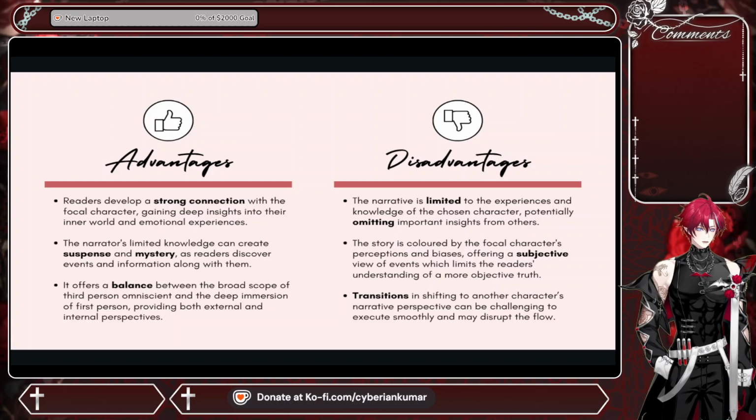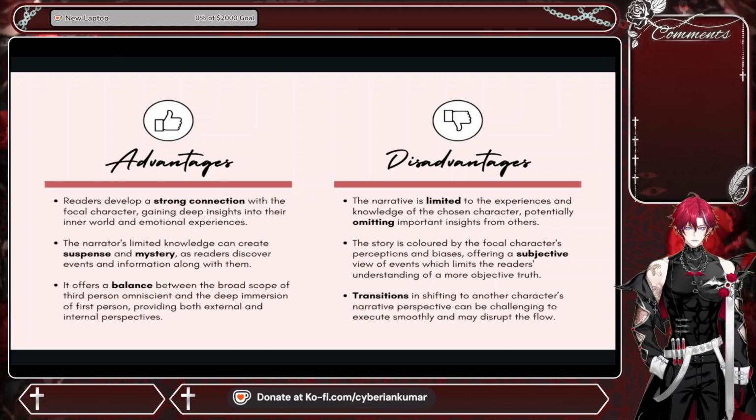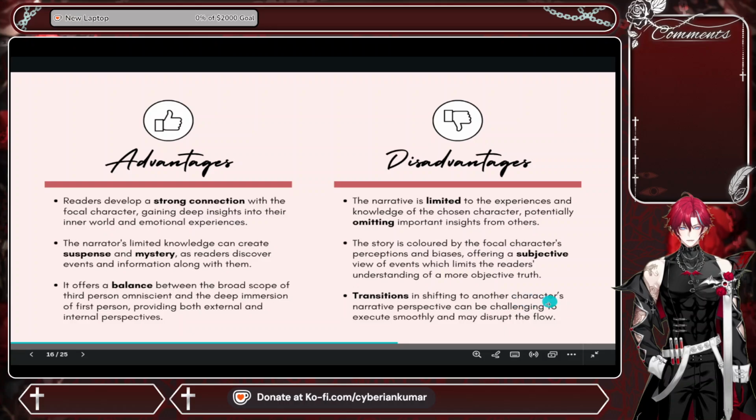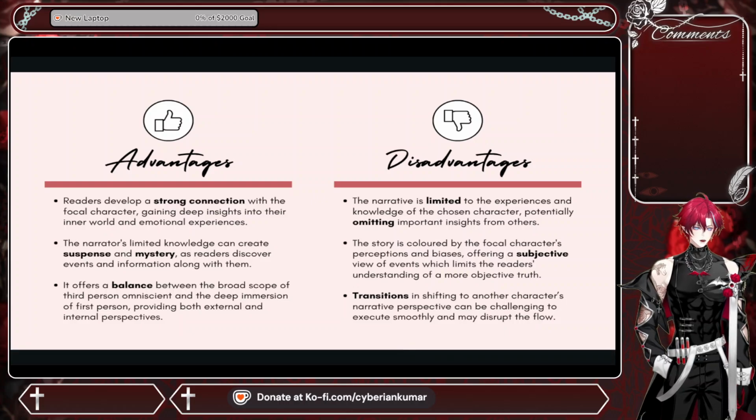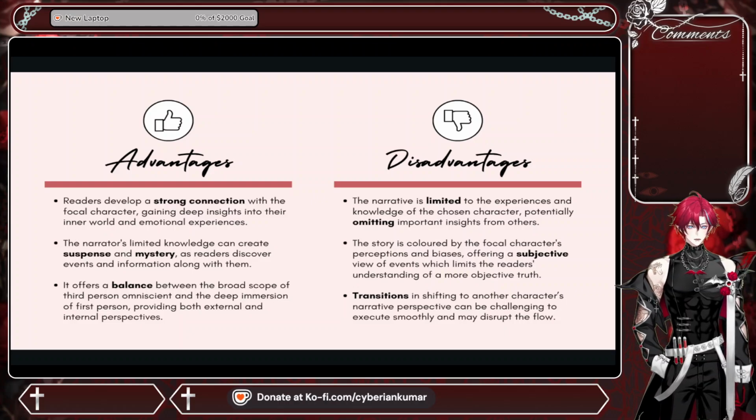It could also be used as an advantage. You could use this to engage the user in choosing all the choices of a visual novel because they want to know what the objective truth of the story is. Now, there are also transitions. Shifting from one character's narrative can be challenging to execute smoothly. Changing from one character's perspective to another may disrupt the flow. So changing the perspective actually breaks a lot of the elegance of the story if it is not done properly, right?